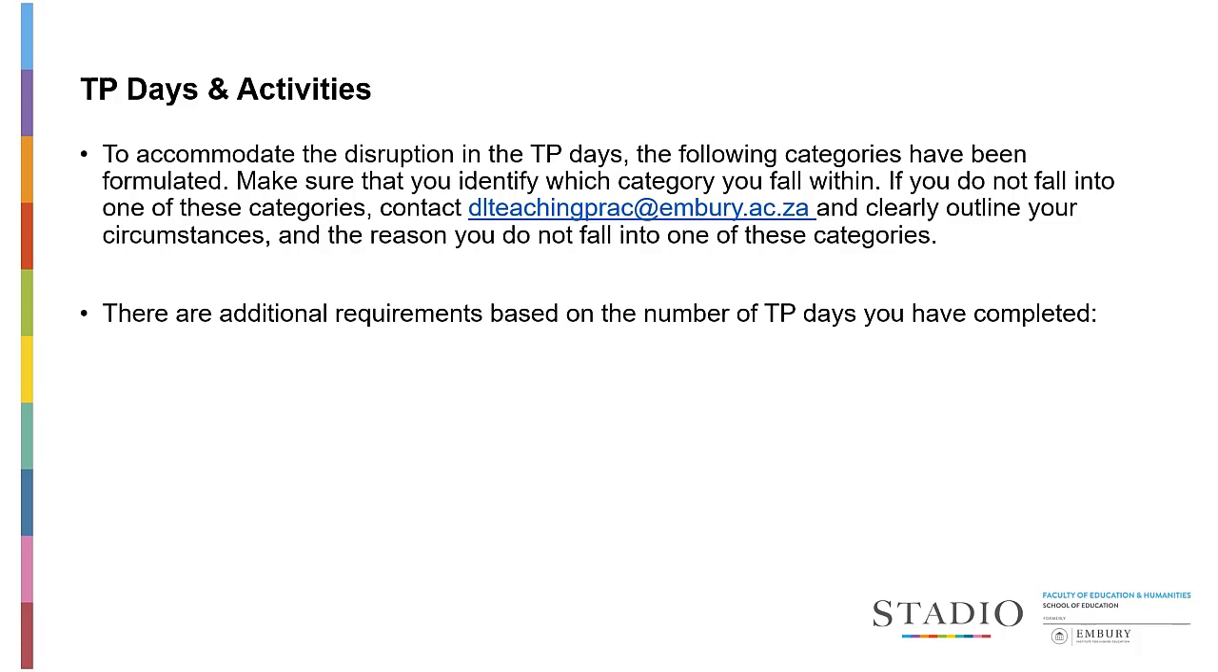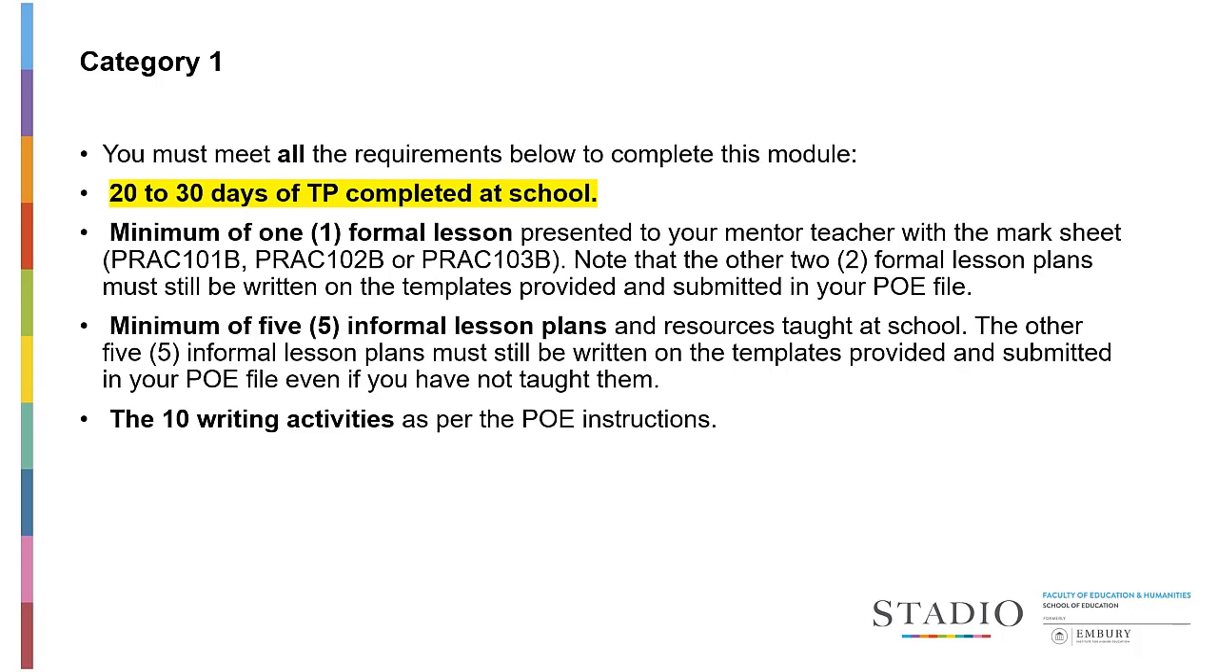Now, the additional requirements are based on the number of TP days you have completed. Like I said, please pay careful attention, and I'm going to go through each one in detail. Category 1. If you fall in this category, you should have completed at least 20 to 30 days of TP at school. You are required to submit a minimum of one formal lesson presented to your mentor teacher with the mark sheet. Please note that the other two formal lesson plans must still be written on the templates provided and submitted in your POE file.